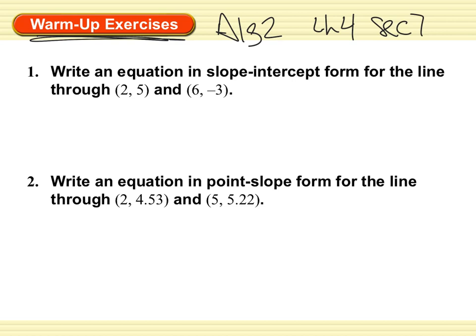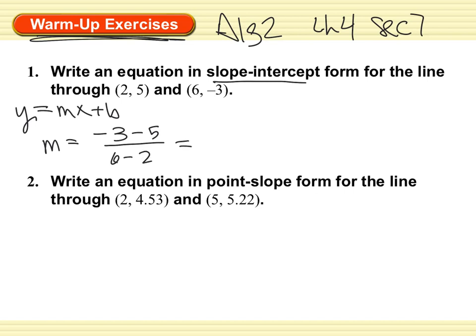Write an equation in slope-intercept form for the line through (2, 5) and (6, -3). This is an Algebra 1 skill. Slope-intercept form: y equals mx plus b. m is the slope. m is change in y, so subtract the y's over change in x. So I have -8 over 6 minus 2, which is 4, so -2. So that gives us y equals -2x plus b.